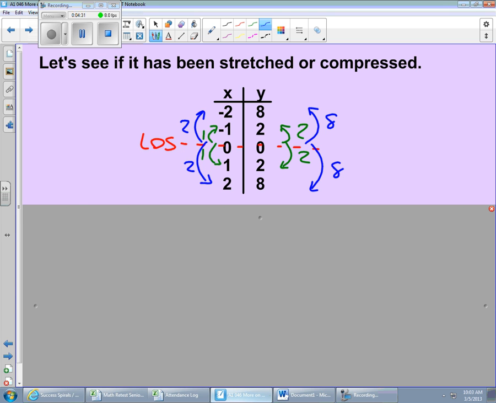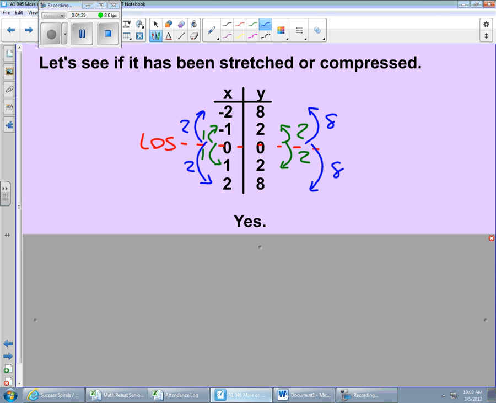So it ought to be pretty clear that this graph is not following what the parent function says it ought to do. So has it been compressed or stretched? Yes, it has. It is not obeying the y equals x squared parent function.